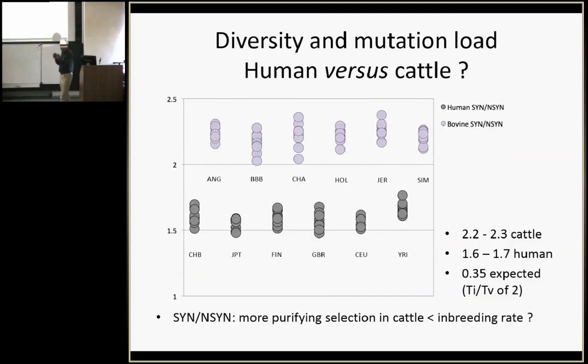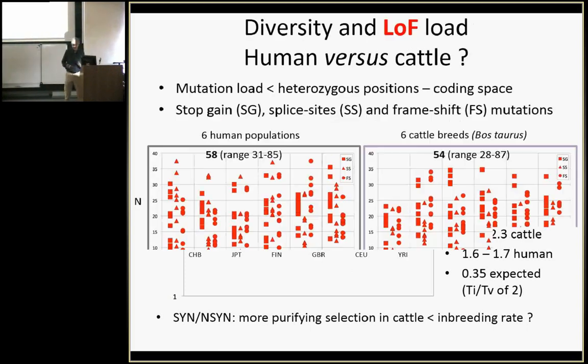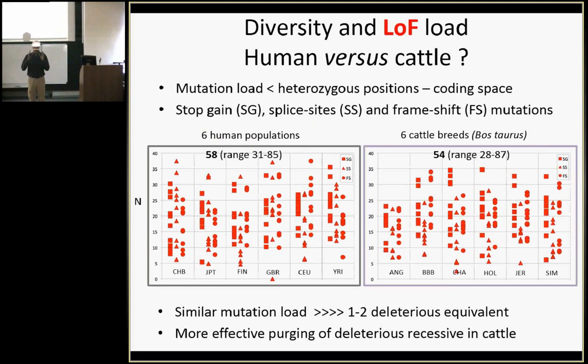This being said, if you now look at the ratio of synonymous over non-synonymous variants, you see that this ratio is higher in bovine than in human. And that is telling us something about the efficacy of purifying selection. So, although there is more variation, if you look at the ratio, there seems to be a bigger proportion of synonymous variants over non-synonymous ones in these cows than in humans. And if you look at loss of function variants, things that are predicted to be highly deleterious, there you in fact have nearly the same number, but significantly fewer in cattle than in humans.